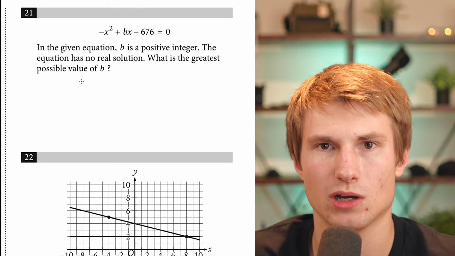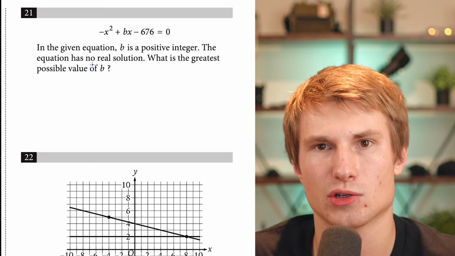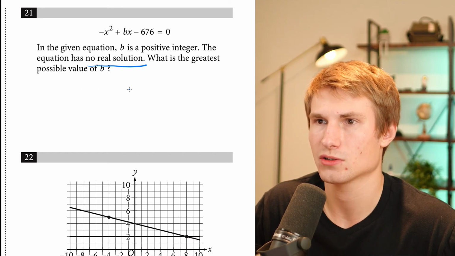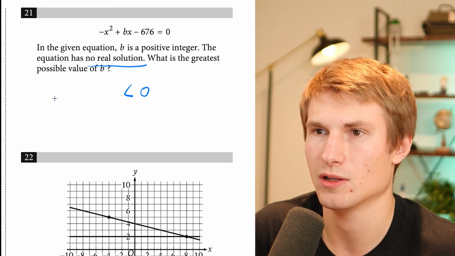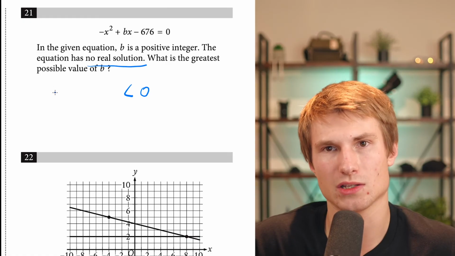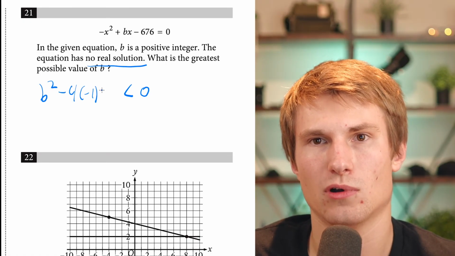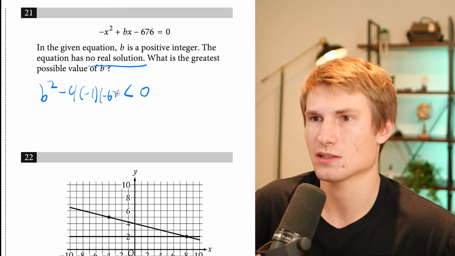Here's question 21. In the given equation, b is a positive integer. The equation has no real solution. What is the greatest possible value of b? Well, in order for there to be no real solution, we know that the discriminant needs to be less than 0. And by that I mean b squared minus 4ac. So we'd have b squared minus 4 times a, which is -1, times c, which is -676.